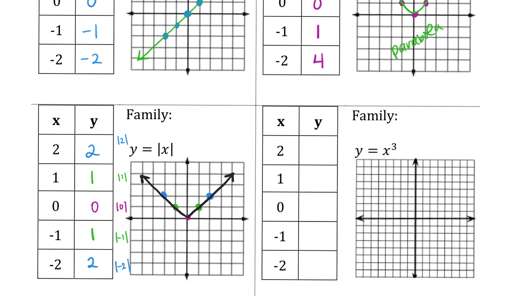Okay, the shape looks like a V. The family of graphs is called absolute value. And that's because those 2 bars are called absolute value. But anytime you see absolute value, it will make a V shape. Okay, one more. Last one, y equals x cubed. I'm going to tell you the family first. Since this is cube, this is the cubic family. Okay, let's plug in 2. 2 to the third is 2 times 2 times 2, which is 2 times 2 is 4. 4 times 2 is 8.